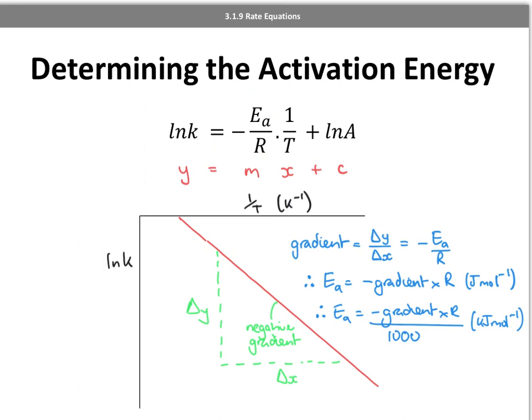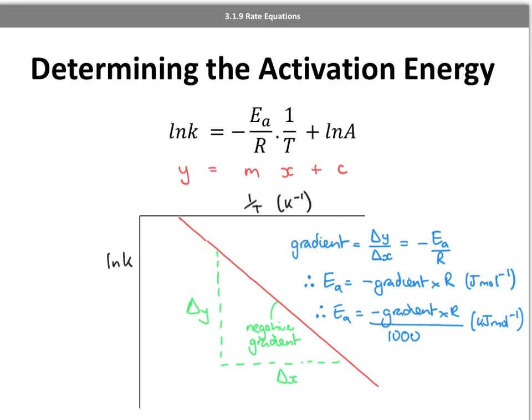So then we multiply both sides by minus R. So we end up with EA equals minus the gradient times R. So we'll now have a positive value because the gradient was negative. So it's negative minus negative is positive. We will get, at this point, it will be in joules per mole. So we then divide it by 1,000 to get it into kilojoules per mole. So activation energy is always a positive value.